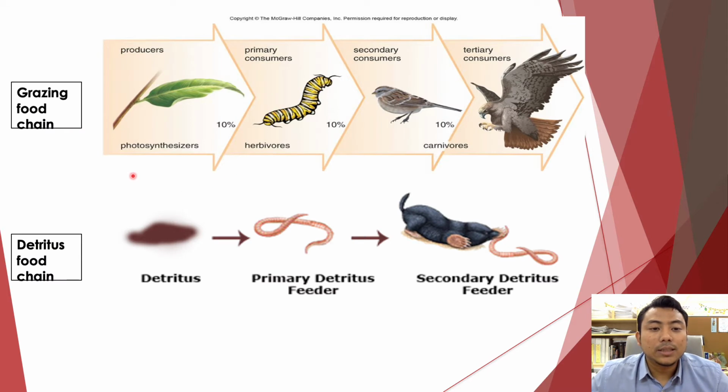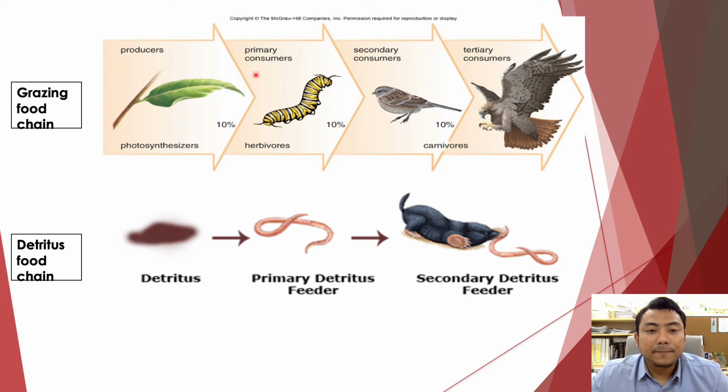So this is a direct comparison between grazing food chain and detritus food chain. For grazing food chain, we begin with producer eaten by the herbivore, and then carnivore, and the following carnivore. So here is the trophic level: first trophic level, second, third, and fourth trophic level. There is no more beyond this fourth trophic level. Tak ada. Why? Because energy dia tak sampai.